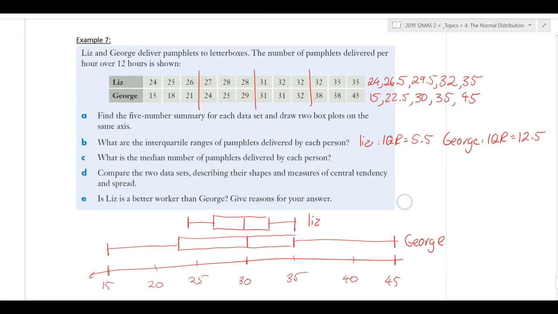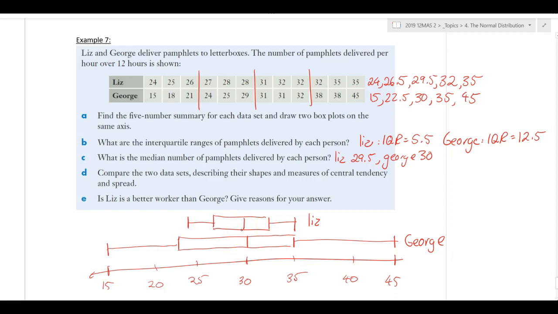Rightio. What is the median number of pamphlets delivered by each person? Well, that's where the stroke in the middle is. So Liz, 29.5. George, 30. Right, that's where that middle line there is.